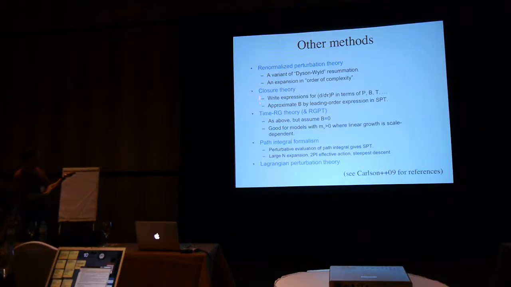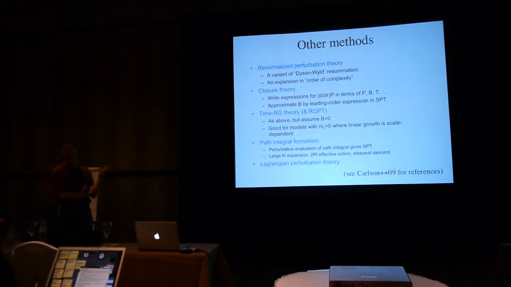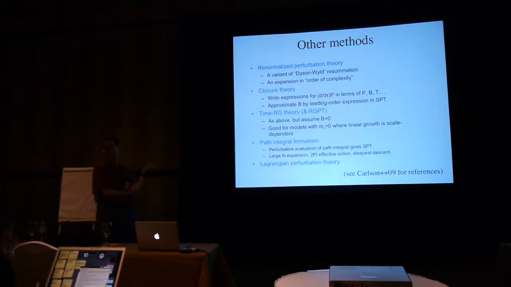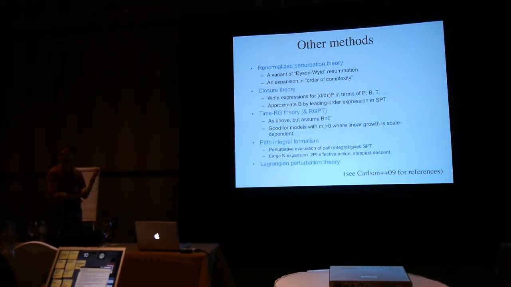There's another variant of closure theory known as time RG theory, or time renormalization group perturbation theory. None of these involve the renormalization group, hence the name renormalization group. These are exactly the same as closure theory, except you set the bispectrum to 0 rather than setting it equal to its SPT value. So there's a whole class of theories in here that are very, very similar. And these are fantastic for models where you have things like massive neutrinos, where the growth rate in linear theory depends on k, which is very hard to deal with in standard perturbation theory, but very easy in these ways of doing it.